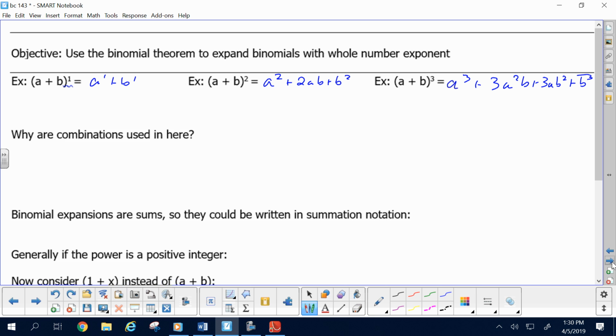And the reasoning is not just because, hey, it'll be fun to use coefficients. Math people don't do things for no reason. There's always a reason. And the reason goes like this.